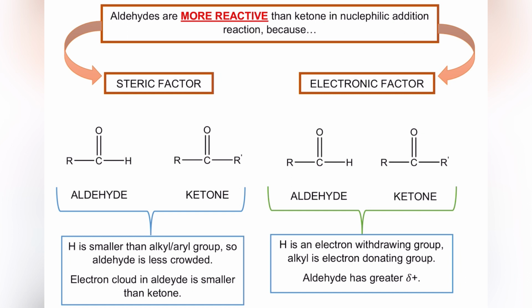Next, the electronic factor is based on EDG and EWG. EDG is electron donating group. We know that alkyl is an EDG. And then what you have here is hydrogen. Hydrogen is an electron withdrawing group. So when you have an electron withdrawing group like hydrogen in the structure of the compound, this group will reduce the electron density in the molecule. That's why the aldehyde has a greater partial positive charge compared to the ketone.